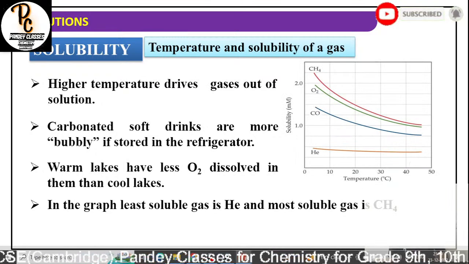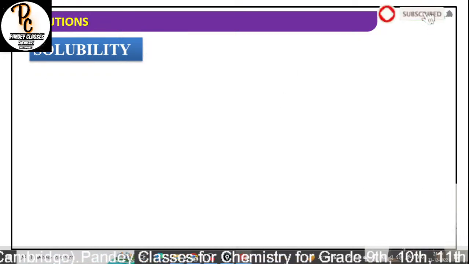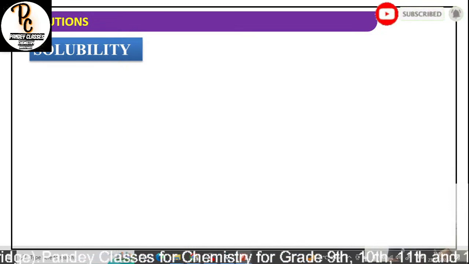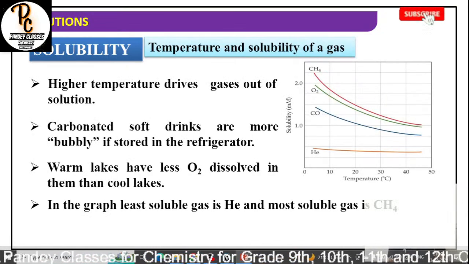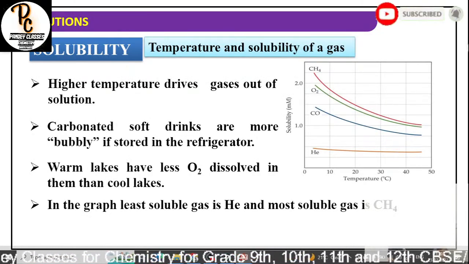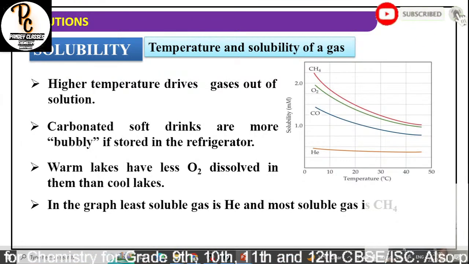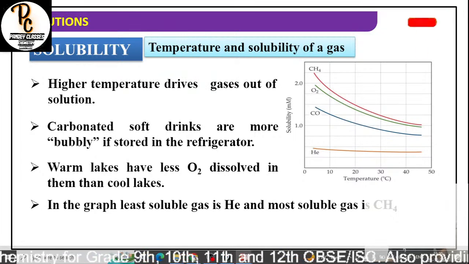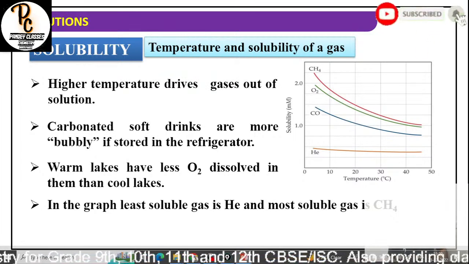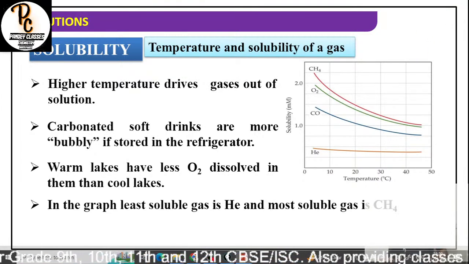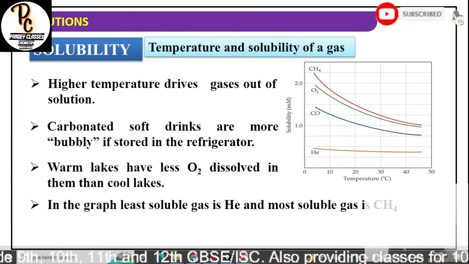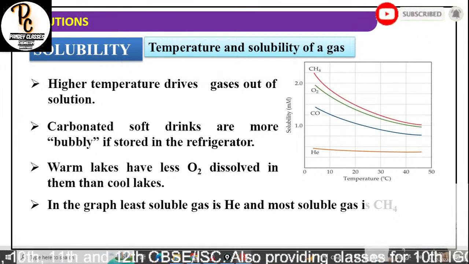So this is one graph that we have plotted here, solubility and temperature. Here we have helium, carbon monoxide, oxygen and methane. As you can see, helium is very less soluble and methane is highly soluble.